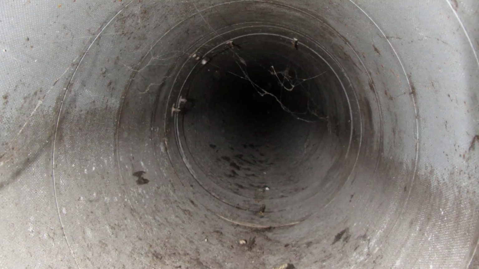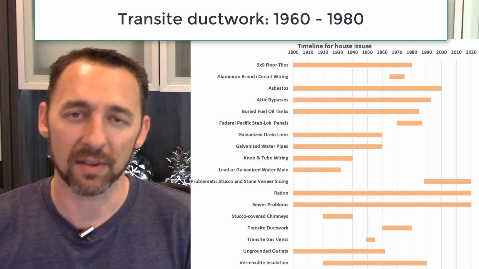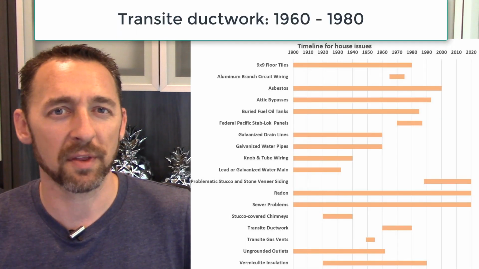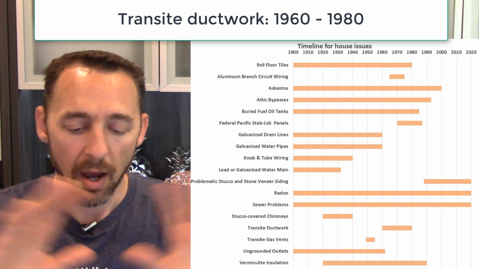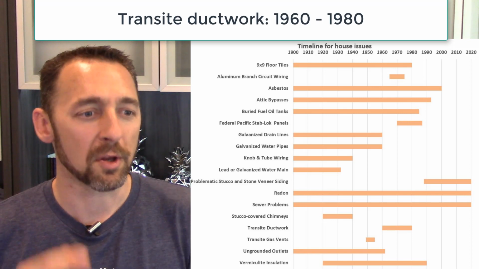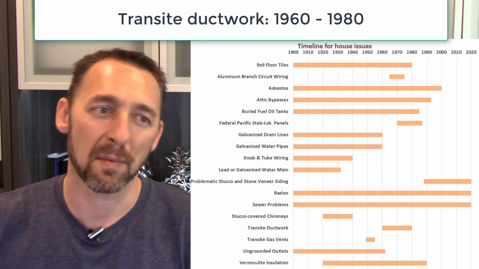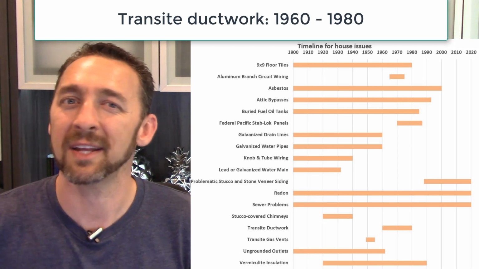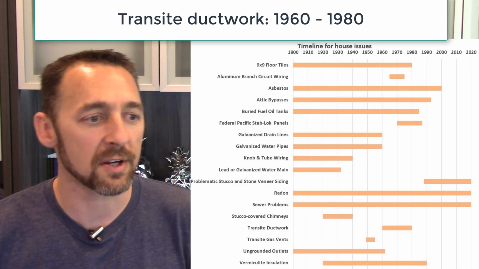Another is Transite ductwork. Now, Transite ductwork is not inherently unsafe. It's a material that contains asbestos. Okay, I'm not going to get into the details here. We could expect to find that stuff in homes built from about 1960 to about 1980. That's where we may find Transite.